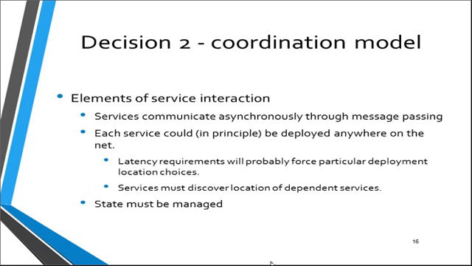Coordination model: everything is done via asynchronous messages. What this means is that each service could, in principle, be deployed anywhere on the net. Of course, this would affect the latency dramatically, and so they tend not to be deployed so widely. And you have to manage state. When you have independent message passing processes, they don't share state. They don't share address space, and so state has to be managed in a particular way.